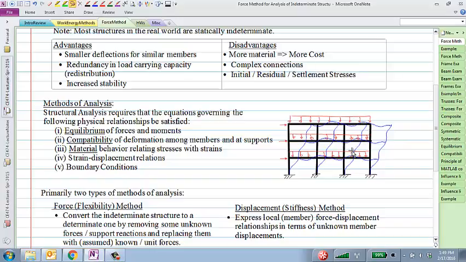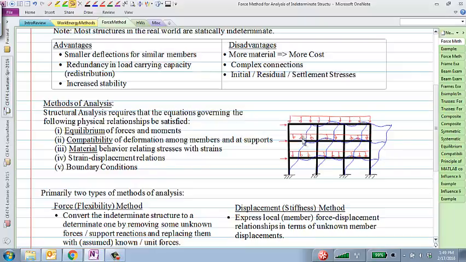So we'd have one structure, 2, 3, 4. 4 independent structures if I make those 9 cuts. 4 structures times 3 equations each, right? Sum of forces in the X, sum of forces in the Y, and sum of moments. So 4 times 3, 12 would be the number of equations I would have in all.